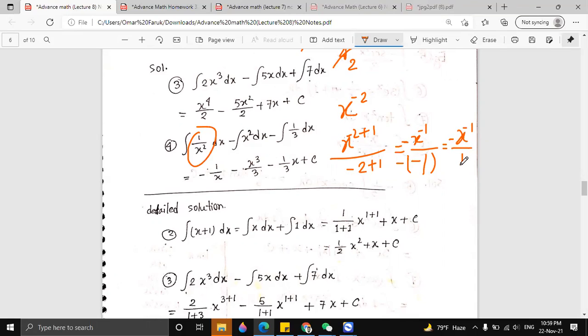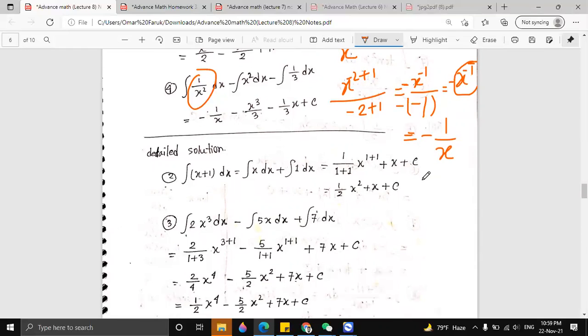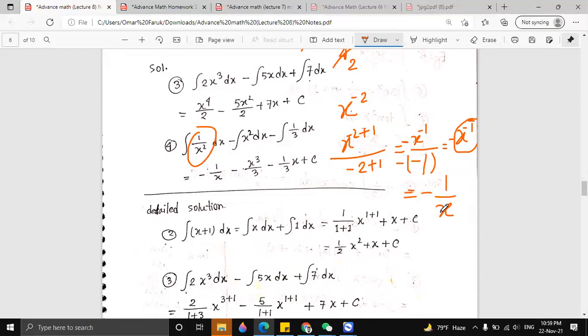I am not writing down by 1 here because it is the same, right? So now this part is x to the power minus 1. Our minus is here, and x to the power minus 1 is 1 by x, right? Do you guys know this? Yes. X to the power minus 1 is 1 by x. So our answer is minus 1 by x. So I write here minus 1 by x.